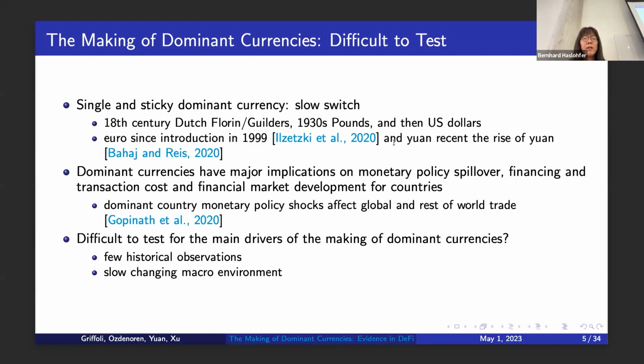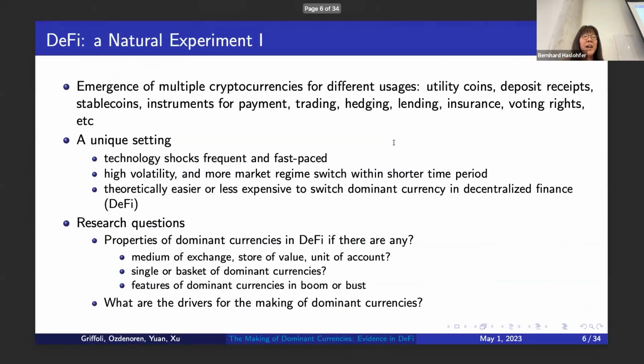So how do we learn about the main drivers of making dominant currencies? It is very difficult using historical data, mostly because the macro environment is very slow changing. And then we turn to DeFi.